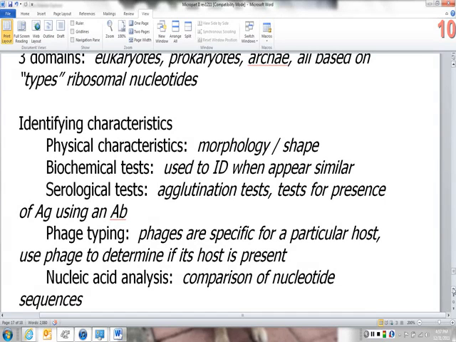Nucleic acid analysis can be used to compare nucleotide sequences. Once the initial morphology is established, a dichotomous key can be helpful by using a series of paired yes or no statements to efficiently identify an organism.